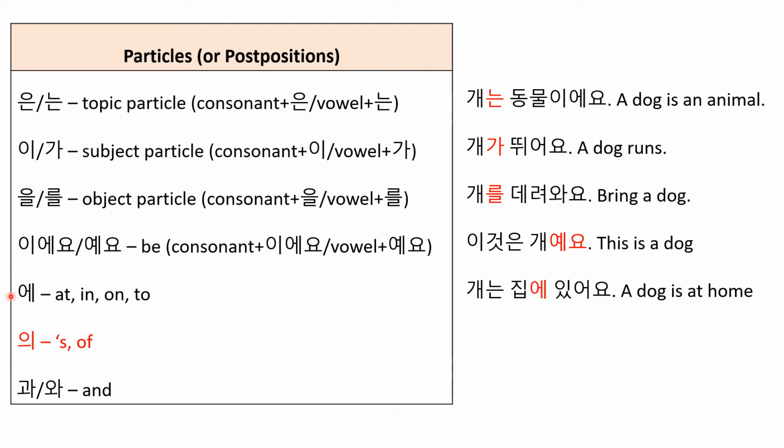Particle 의 shows possession, like apostrophe s or of. 개의, a dog's. 장난감 means a toy. 개의 장난감, a dog's toy.